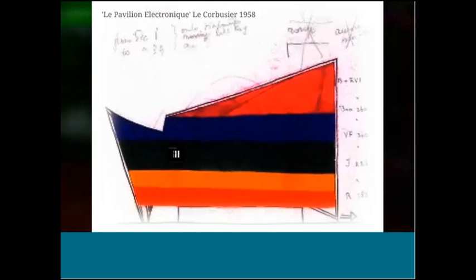One of those designers was, of course, Le Corbusier, and an example of such a project was Le Pavillon Electronique, which was a collaboration between Philips and Le Corbusier in the 1950s. And this is an original sketch by Le Corbusier, which illustrates his ideas.